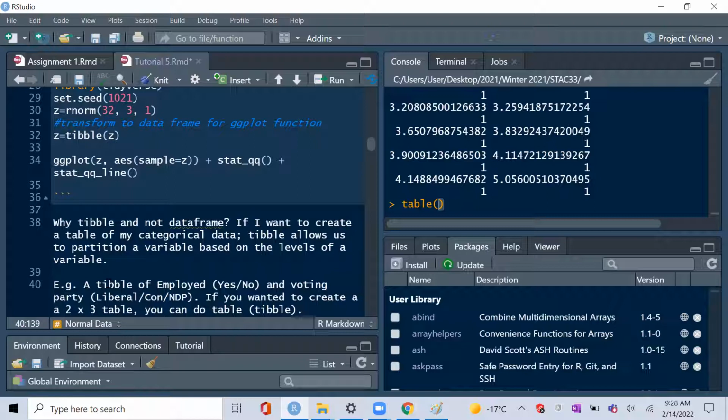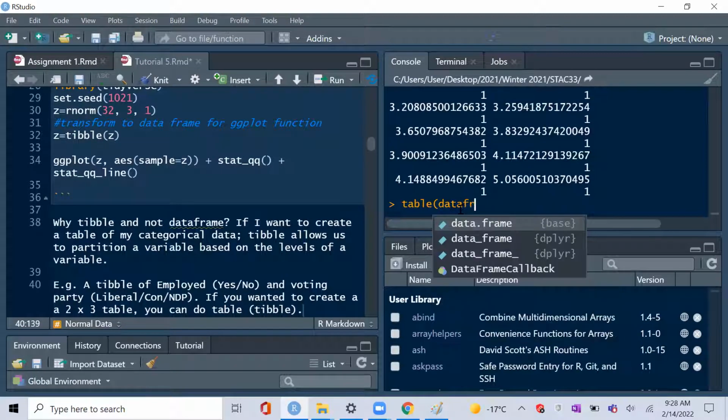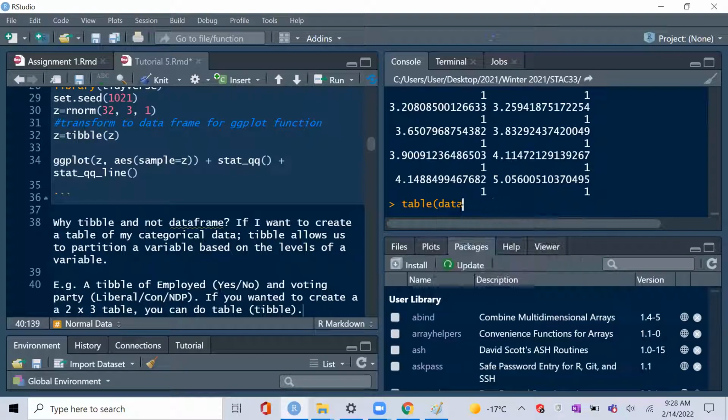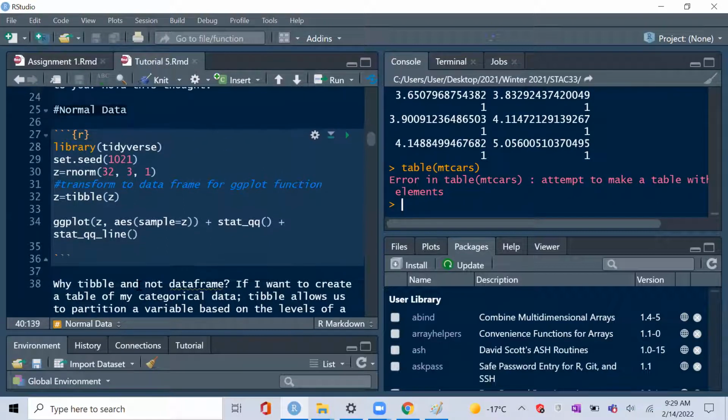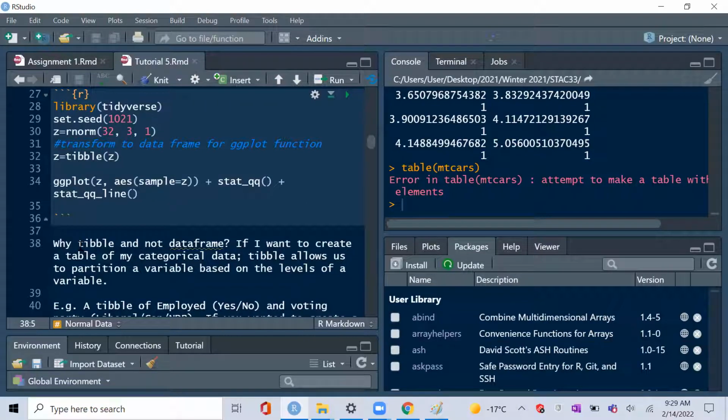Does that make sense? Essentially, they are really both data frames, depending on what you want to do. You cannot do table of a data frame. It's not really a thing, right? If I put table of, let's say, mtcars, it doesn't make sense. You can't do it. This is why, when you want to create, let's say, a 2 by 2 table, you can do that with table. You can't do it with a data frame. Okay, so that's really the main difference.